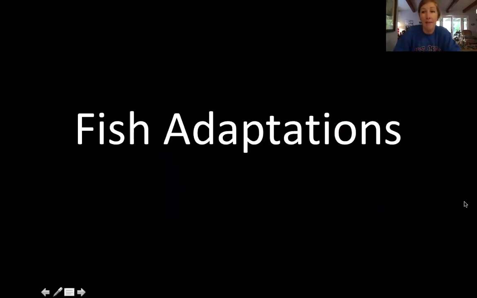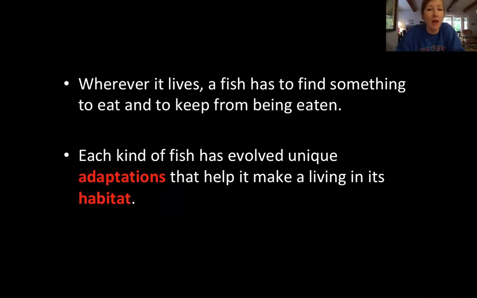So fish adaptations. First, I want you to try saying that. Adaptations. That's a four-syllable word. So, wherever it lives, a fish has to find something to eat and to keep from being eaten. All fish have predators, and all fish can be predators. It's part of the food chain. Each kind of fish has evolved unique adaptations that help it make a living in its habitat.